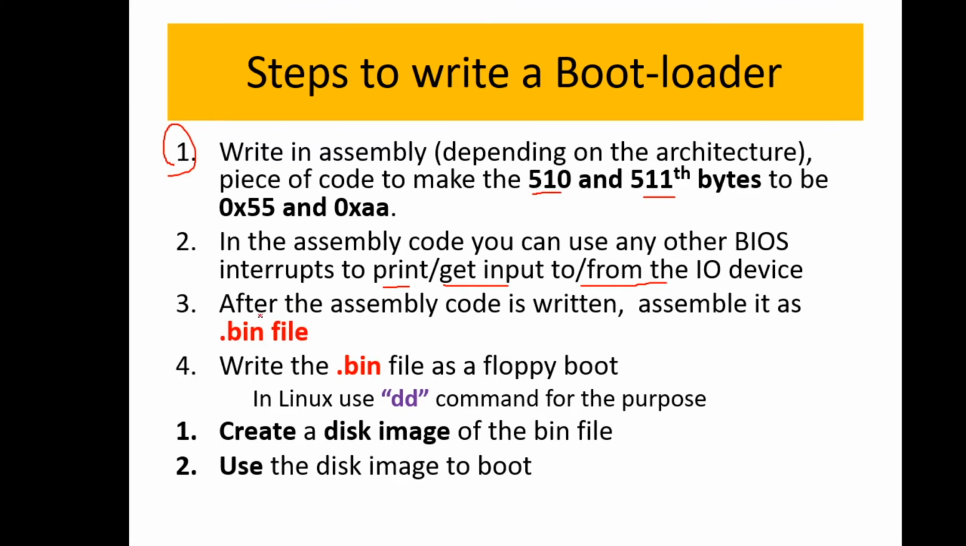Then after the assembly code is written, we have to assemble it. We have to convert it into a binary file. So we are going to generate a .bin file. Next, we are going to write the bin file as a floppy boot. In Linux we have the dd command, which is going to convert this bin file into a floppy boot. So we are going to create a disk image of the bin file.